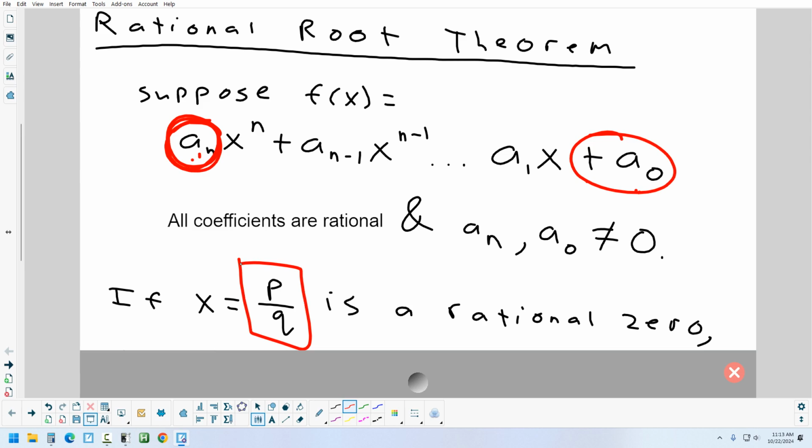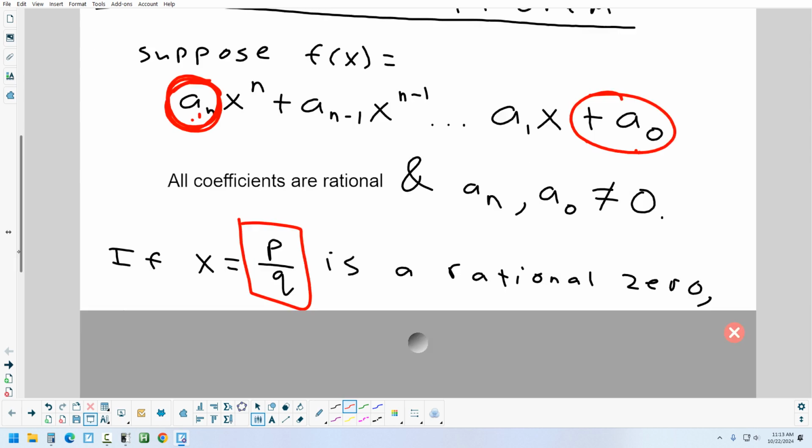Okay, so if it's going to cross at a fraction, it has a top number and a bottom number. I don't know what those numbers are in particular because we're not doing an actual problem. I'm just going to represent the top number as a P and the bottom number as a Q. We need to figure out how we get those two numbers. And this is how we do it.